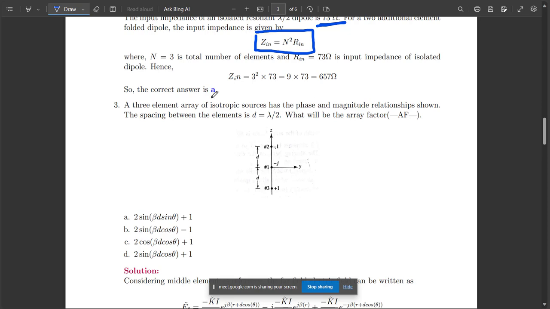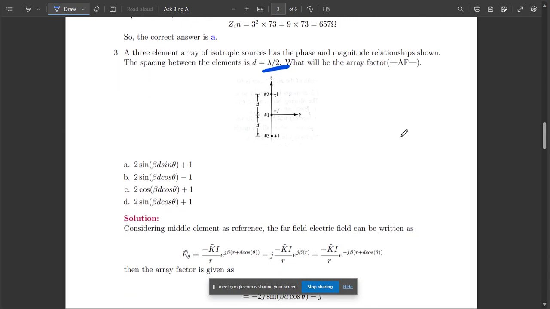The question here says a three element array of isotropic sources has the phase and magnitude relationship shown. This is how it is written. The first isotropic source is kept here, the second is kept here, the third is kept here. It has a spacing of d, and d is equal to lambda by 2. What will be the array factor?